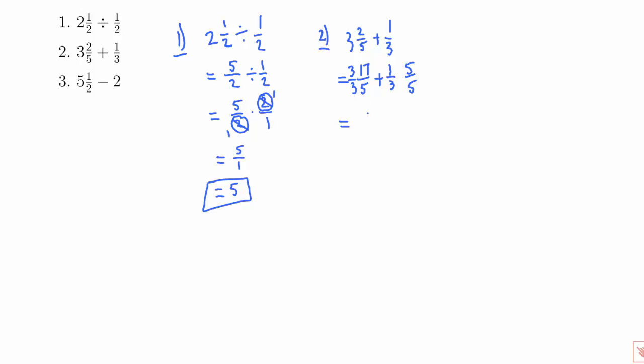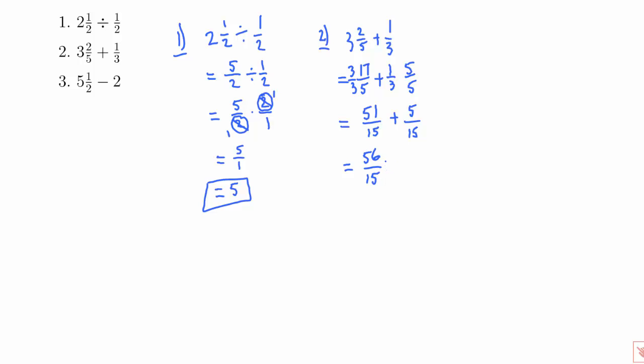So 3 times 17 is 51. 3 times 5 is 15. Plus 1 times 5 is 5. 3 times 5 is 15. Now we have a common denominator, which means we can add these together. So 51 plus 5 is 56, and sorry, you don't add the denominators, they just stay the same. So it's just 15.